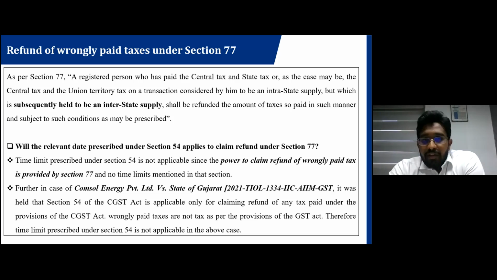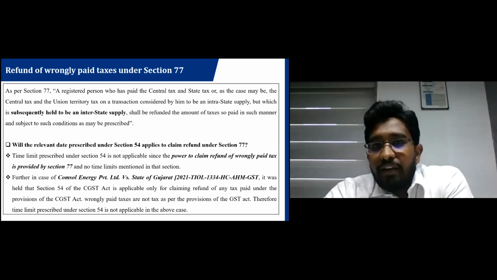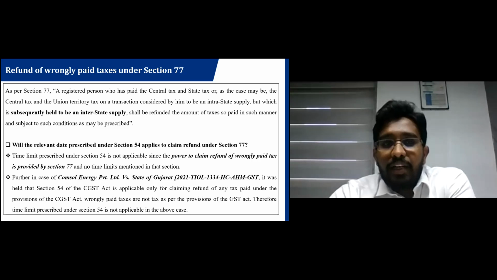That is a possibility, but the time limits prescribed under Section 54 won't be applicable for refunds under Section 77, because the right to claim refund of wrongly paid taxes comes to the assessee under Section 77. It is backed by Section 77. So no time limits are prescribed under Section 77. Based on that logic, the time limit is not applicable for refunds under Section 77, but naturally your refund officer will definitely make this an issue. Definitely they won't accept without any personal advantages.